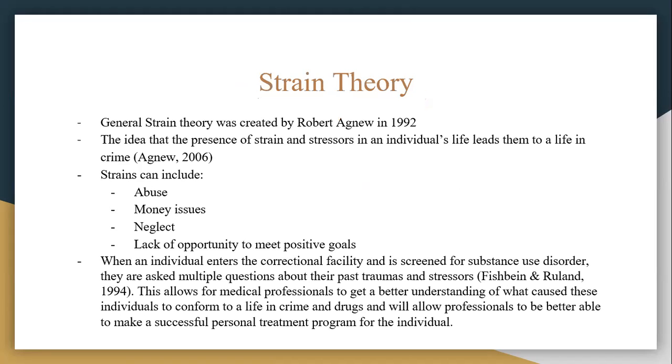Strain theory. General strain theory was created by Robert Agnew in 1992. The idea is that the presence of strain and stressors in an individual's life leads them to a life of crime. Strains in an individual's life can include, but are not limited to, abuse, money issues, neglect, and lack of opportunity to meet positive goals. This can be a lack of educational opportunities or career opportunities.